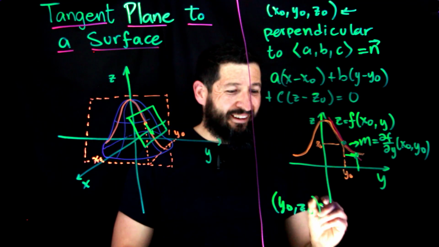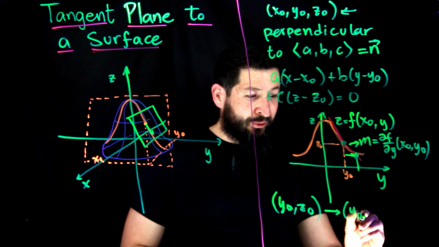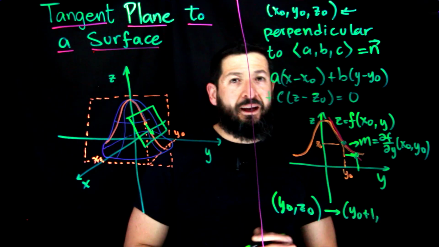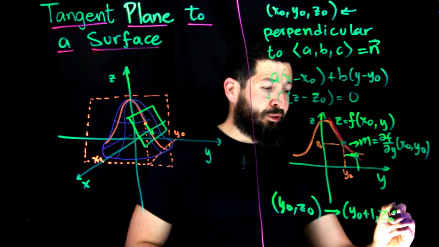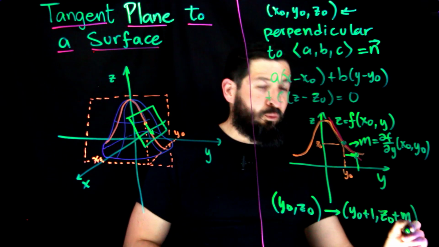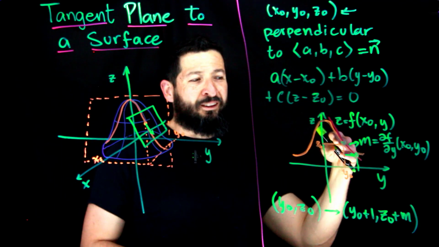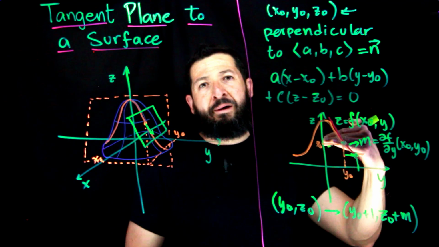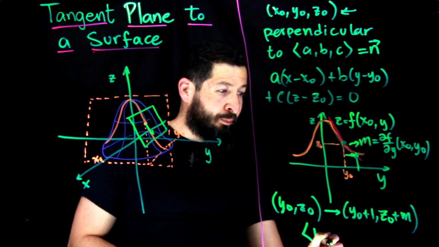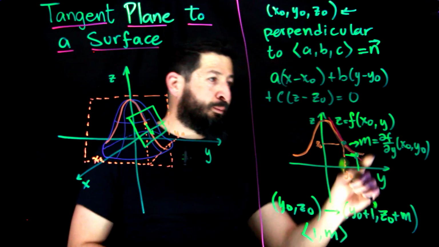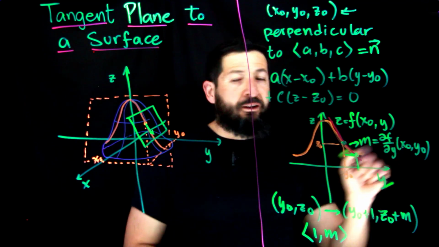So y naught, comma z naught, and I'm going towards y naught plus 1. And then what do I get? Well, z naught is going to be the same z naught, but you're going to be adding the slope. Why? Because I went 1 unit to the right, I go the slope up. In this case, the slope will be negative according to my graph, so I go down. So my vector here would be 1 comma m. And m is the partial derivative with respect to y of x naught, comma y naught.